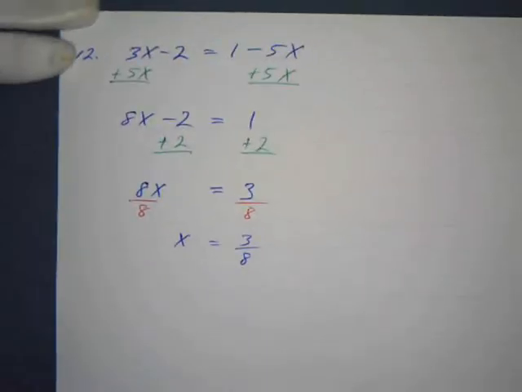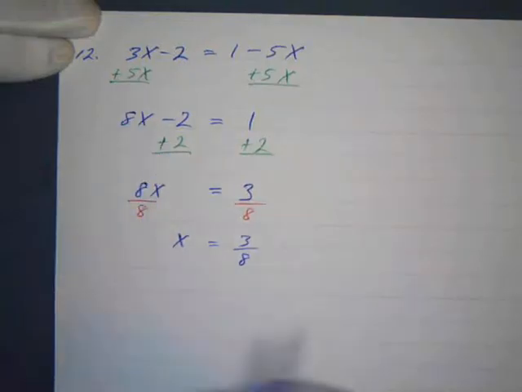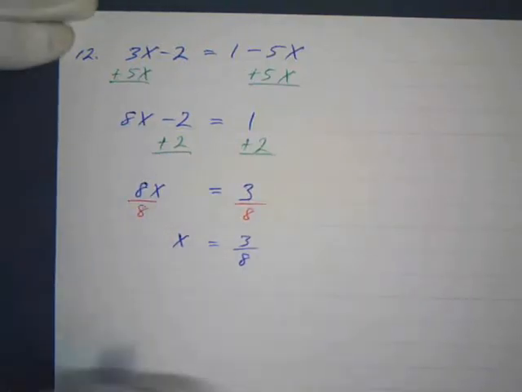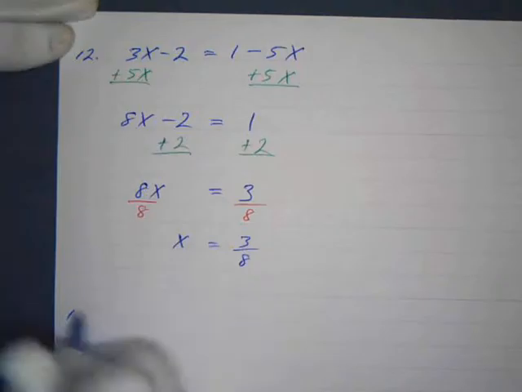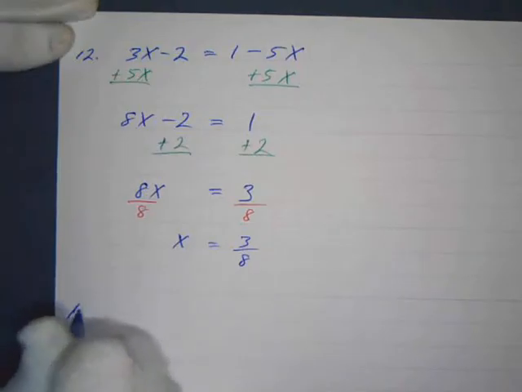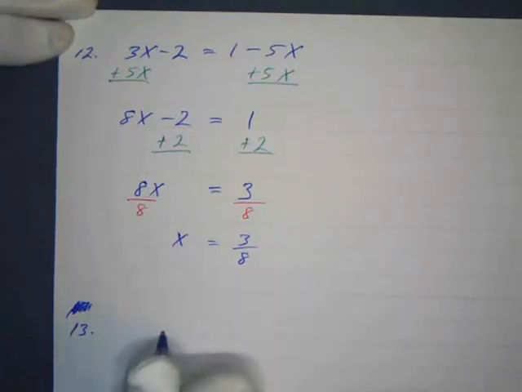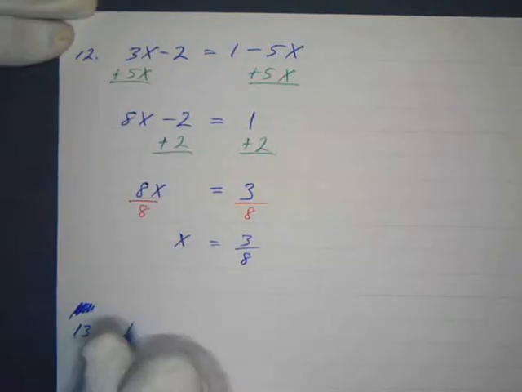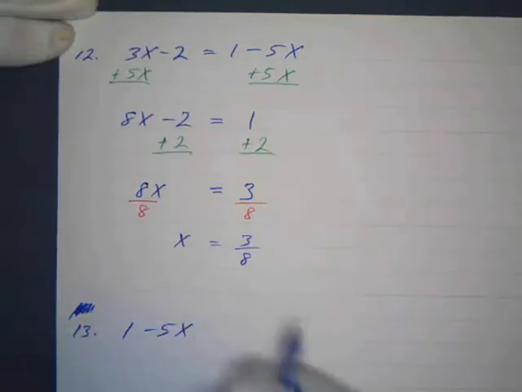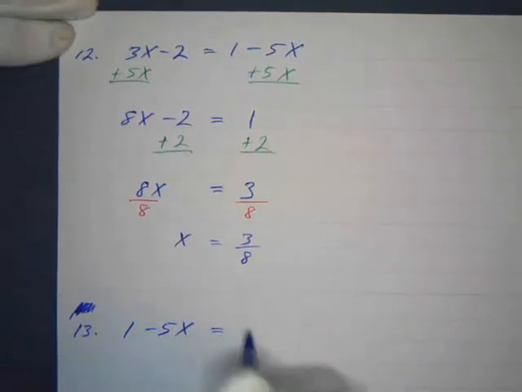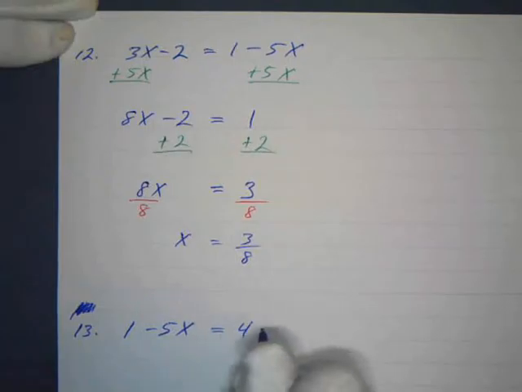And then number 13, one more of these basic three-step equations. You see it's 3 steps: 1, 2, 3. This is number 13. I'll just start over here. 1 minus 5x equals 4 minus 7x.